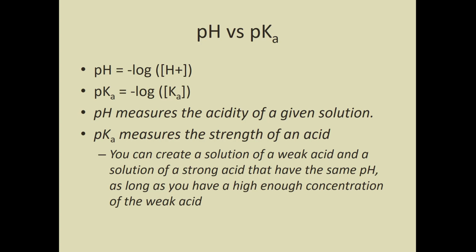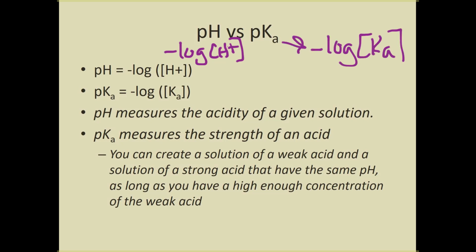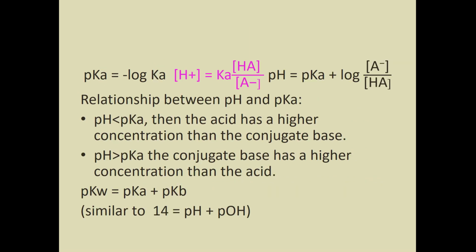pH versus pKa: it just means that you've taken the negative log of your hydrogen ion, that's how you get the pH, and your pKa is the negative log of your Ka, your acid dissociation constant. The pH measures the acidity, or the power of the hydrogen ion, and again, if it's low, it's more acidic. The pKa measures the strength of an acid. If you have a lower number, you have a stronger acid. So here are all the three equations that we talked about in this section.